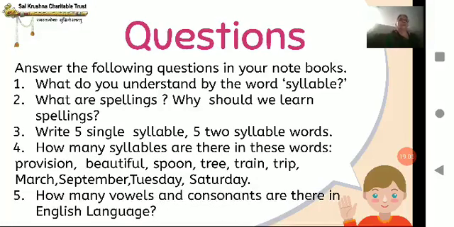How many vowels and consonants are there in the English language?